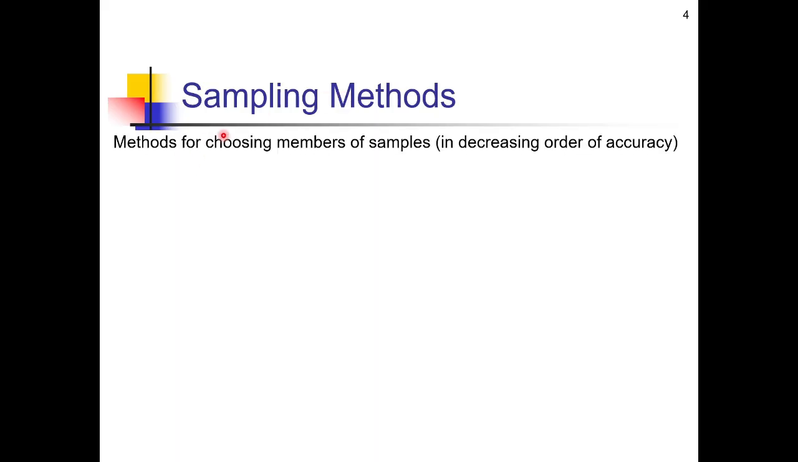In past lessons, we've already talked a little bit about populations versus samples, and also a little bit about hypotheses. All that's kind of step one stuff. So let's move on to step two and talk about some different methods of choosing members of your samples. And these methods are going to go in relatively decreasing order of accuracy, although there might be a little bit of wiggle room depending on how they're implemented.